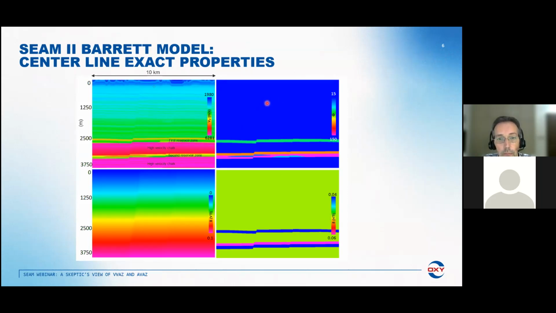Now, I should point out that this VP is the basic elastic property, but that goes into the stiffness matrix, like the Vs and the density. So the orthorhombic elasticity properties for each shale body actually do vary based on those, because you have to compute the whole property matrix.